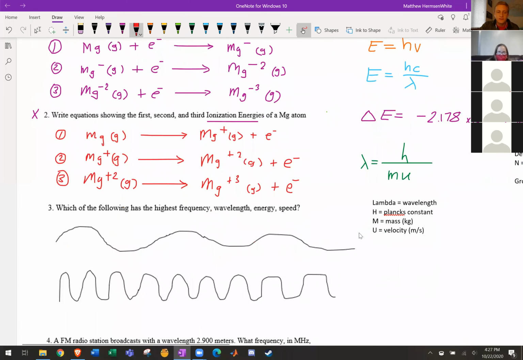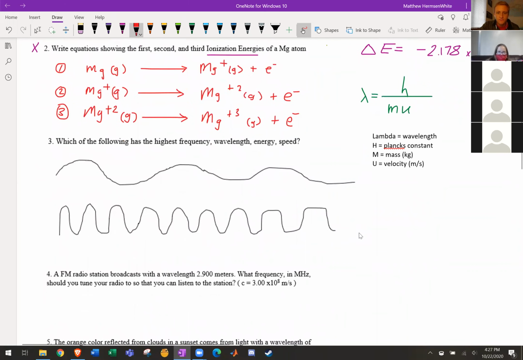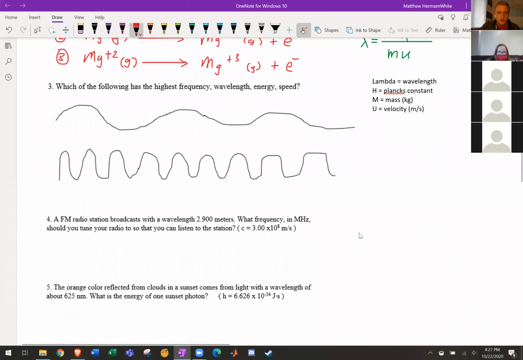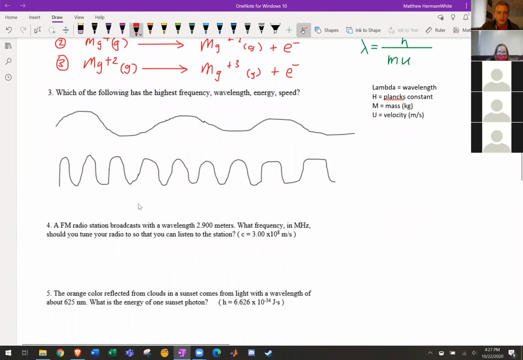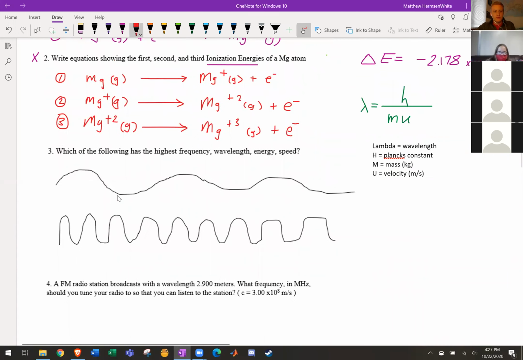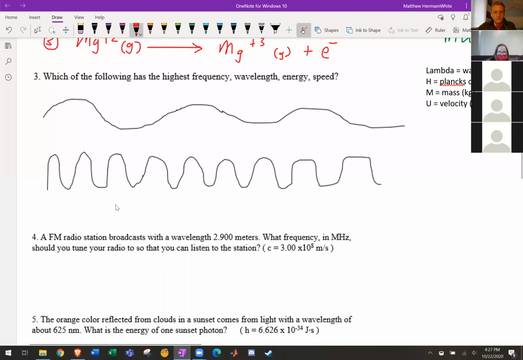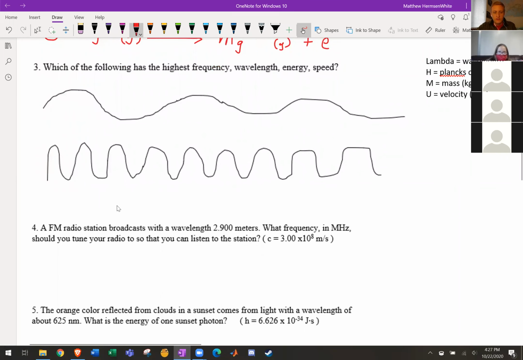All right, so let's work on some review then. Let's apply these equations we were talking about and try to work through numbers 3, 4, and 5. And let me know what questions you have as you're working.